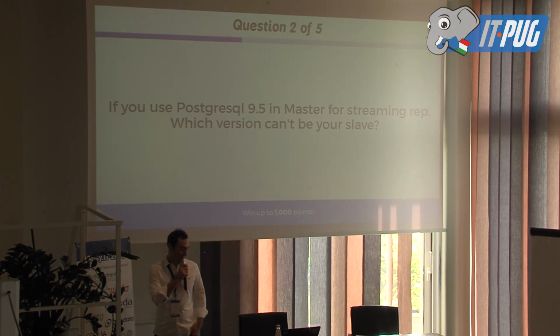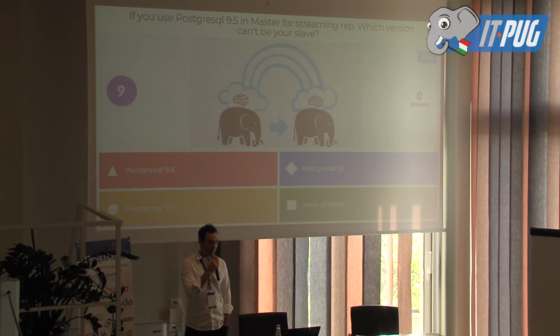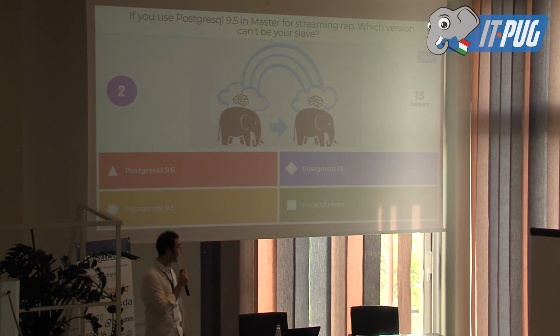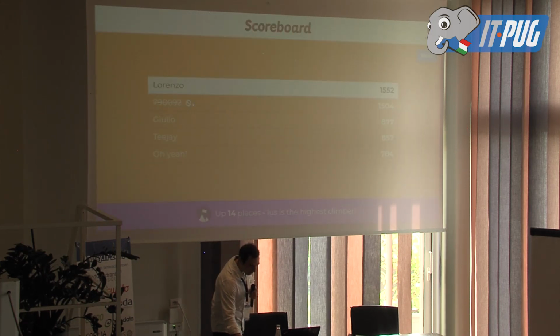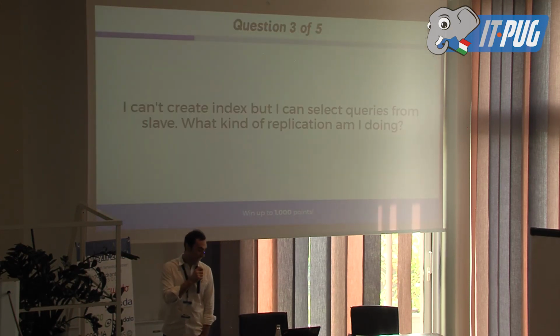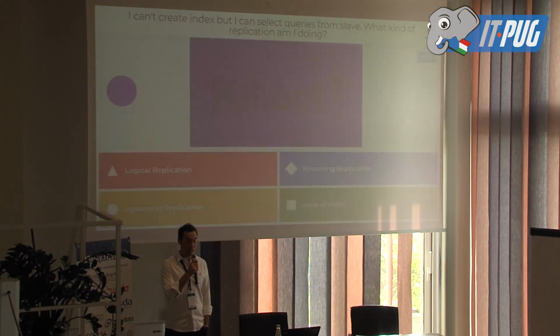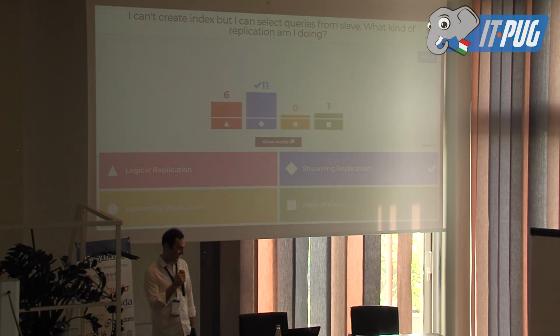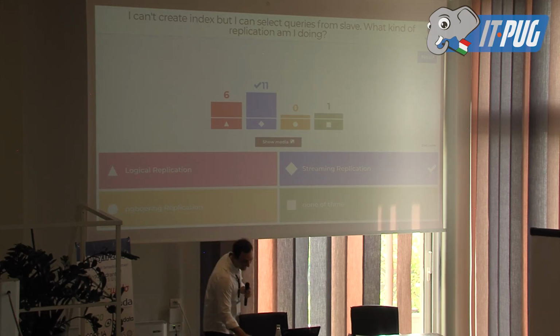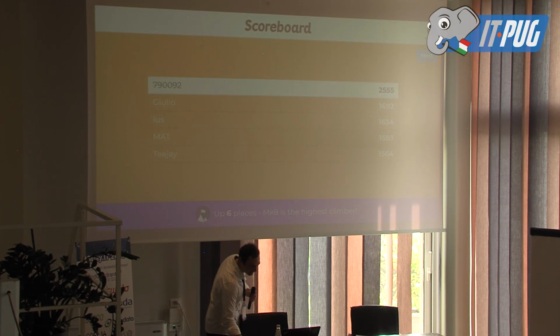If you use Postgres 9.5 in the master for streaming replication, which version can't be your slave? 9.6, 10, 9.5, none of them. Some people are missing. Lorenzo, who is Lorenzo? Oh. I can create an index, but I can select queries from the slave. What kind of replication am I doing? Logical replication, streaming replication, pg_bearing replication, none of them. Yeah, you're right, none of them. Who's that number?